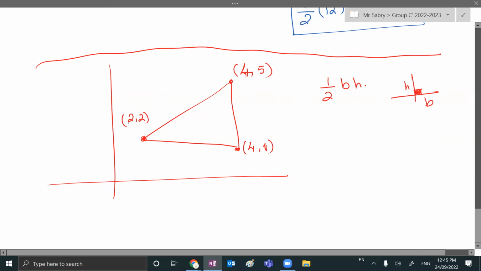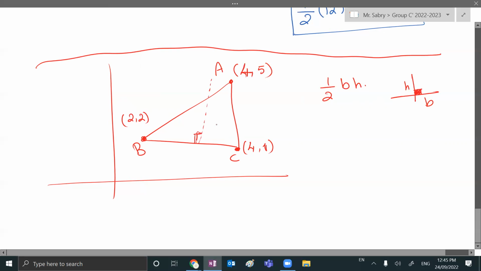So do we know what's the base of this shape? Which side is the base of this shape? Let's call those 4 and 1. The point 4 and 1, you mean? It has to be a side. A full line. From B to C, BC could be the base. If I took BC as the base, then the height must be perpendicular to the base.